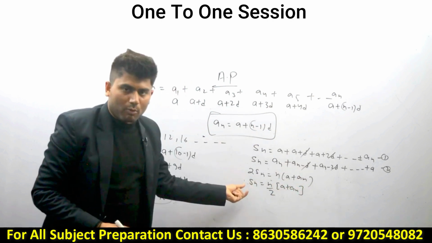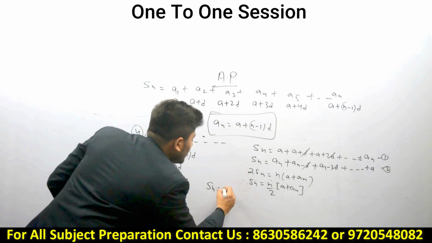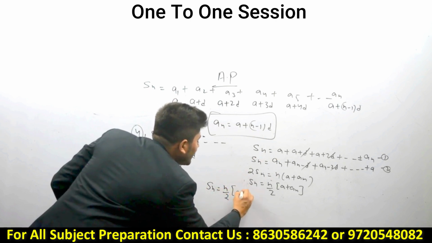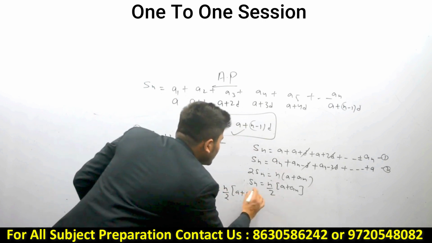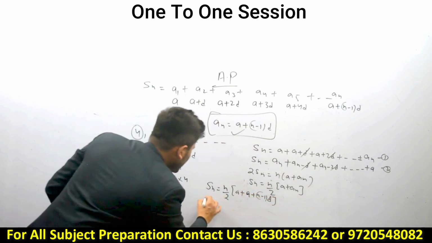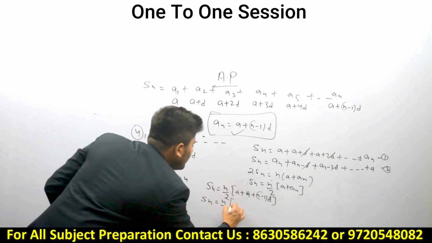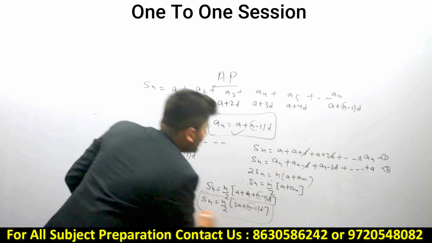So this is the summation formula, right? The sum of n terms of this series. And you can write one more thing. In n by 2 into A plus An, you directly know the value of An, that is A plus n minus 1 into D. So you can write A plus n minus 1 into D. Correct? So Sn is equal to n by 2 into 2A plus n minus 1 into D. Right? This is the summation formula.